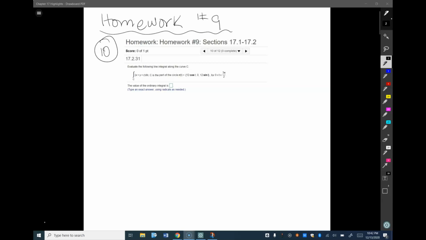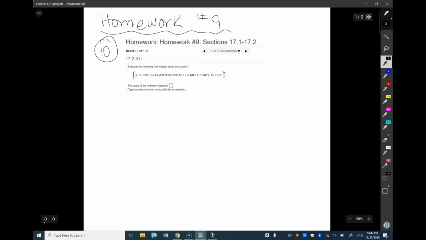The ds means that we not only have to worry about how the t values are changing, we need to worry about how the curve in general is changing. The shape of this curve is going to have a lot to do also with the value for the line integral.